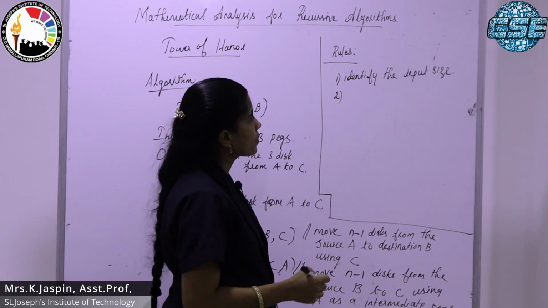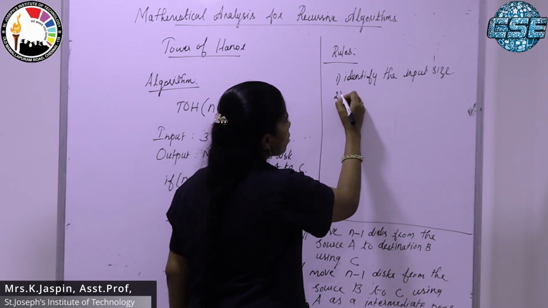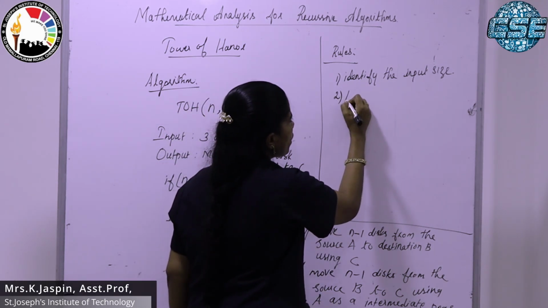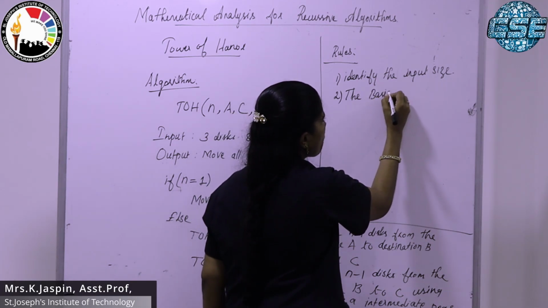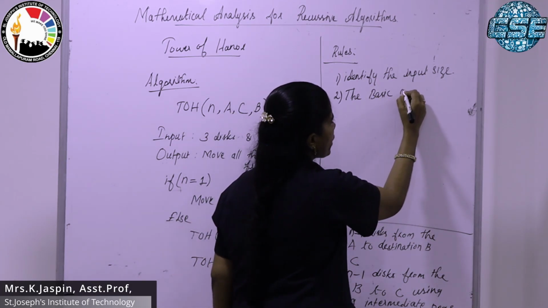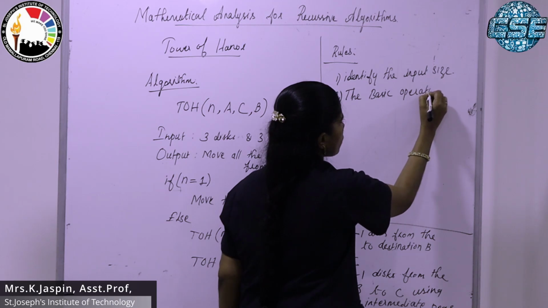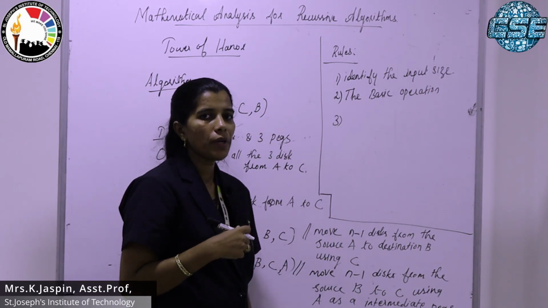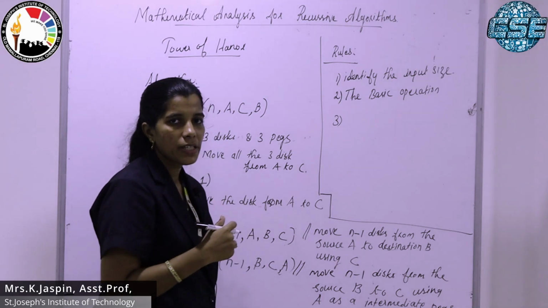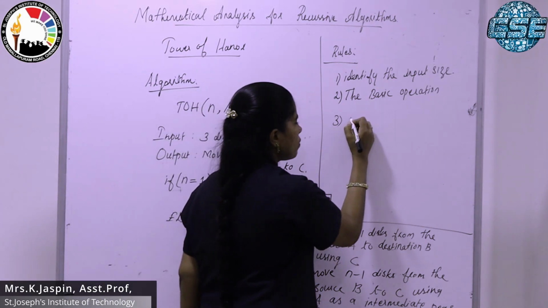Second step, we need to consider the basic operation to be performed to solve this problem. At the third step, we need to identify how many times this basic operation has been performed.